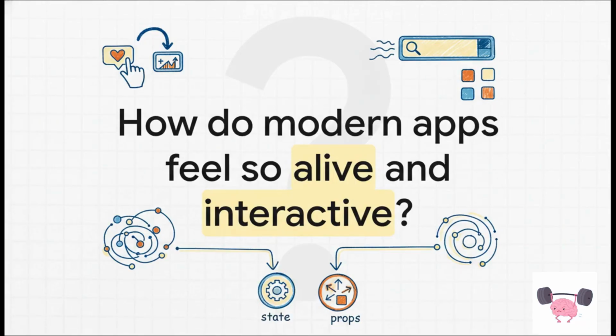Really think about it. You click a like button and that counter just instantly goes up. Or you're typing in a search bar and results just start appearing out of nowhere. It feels like magic, right? But it's not. It's just data being managed incredibly well behind the scenes. So the big question is, how do developers actually control that flow of data to make an app feel so alive? The answer, it turns out, lies in understanding two key ingredients.